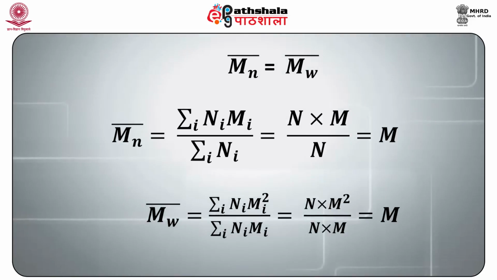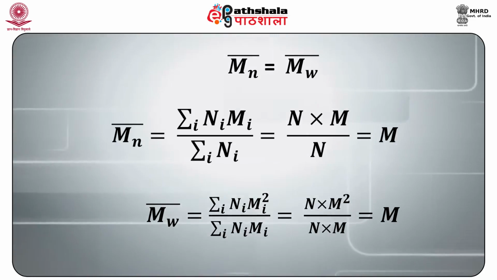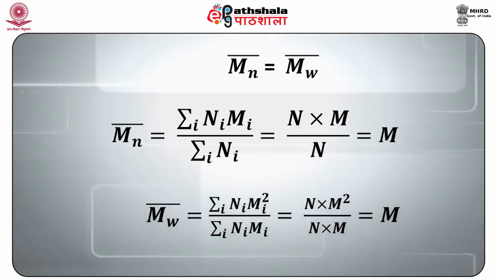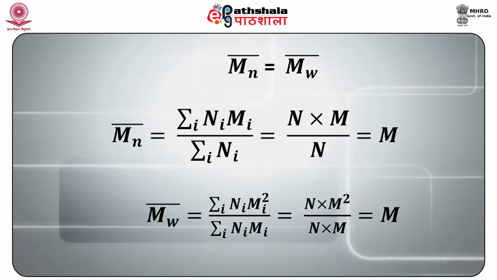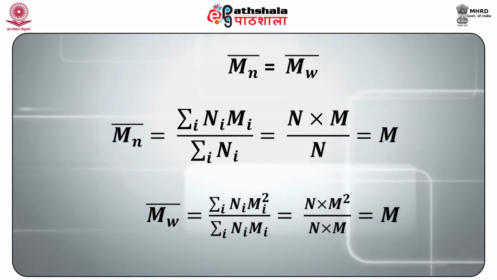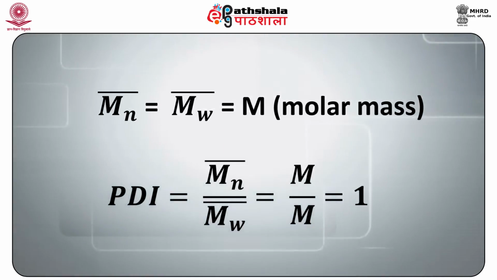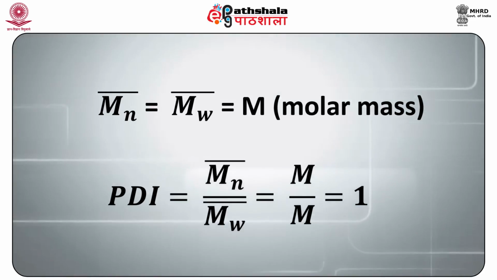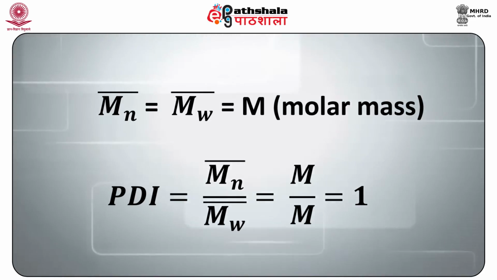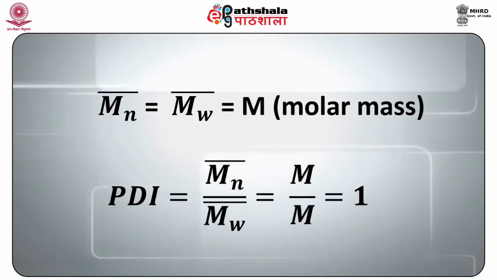Mn bar equals summation Ni Mi by summation Ni, which equals N into M by N, which equals M. And Mw bar equals summation Ni Mi square divided by summation Ni Mi, which equals N into M square divided by N into M, equals M. Therefore, for a monodispersed sample, for example water, Mn bar equals Mw bar equals M, the molar mass. Thus, PDI equals Mw bar by Mn bar equals M by M equals 1.